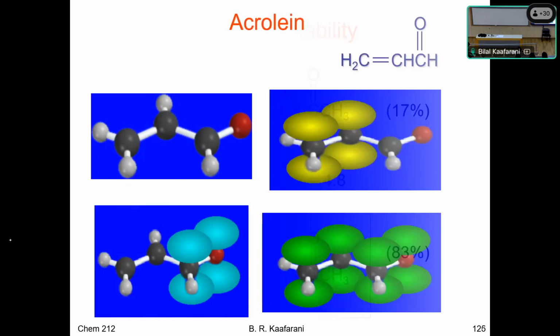The smallest alpha-beta unsaturated system is acrolein. You have the C double bond O of an aldehyde in conjugation with the C double bond C, and you can see here the 4 p orbitals to be in conjugation.